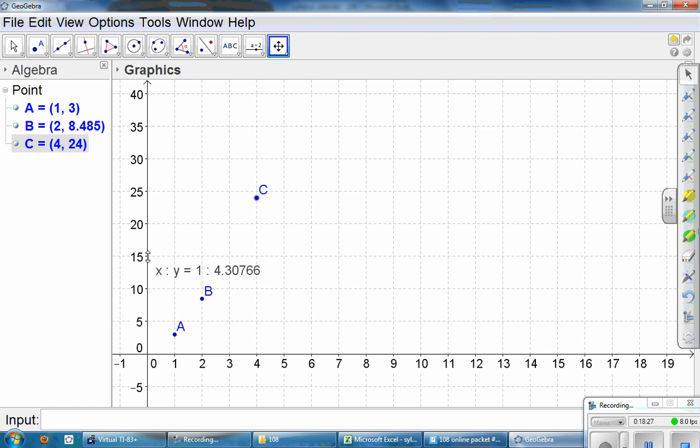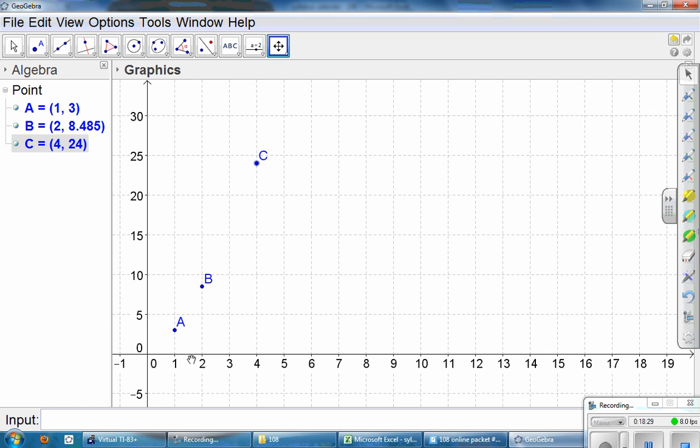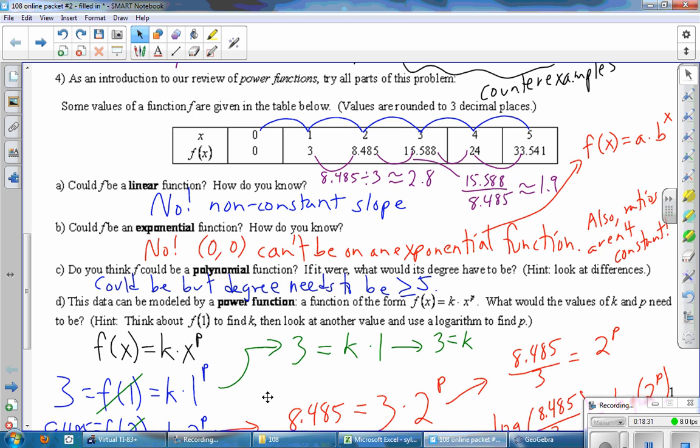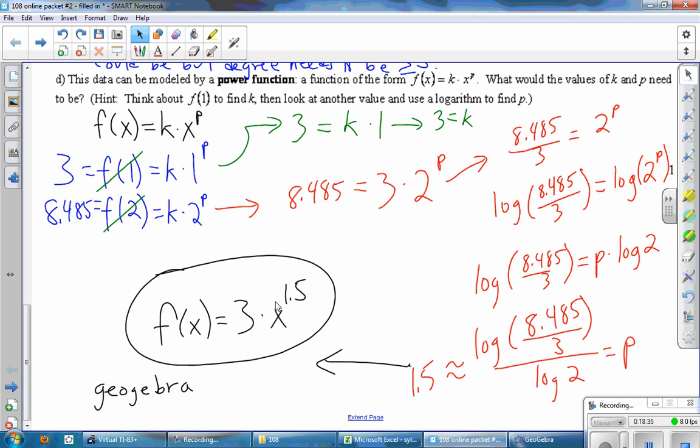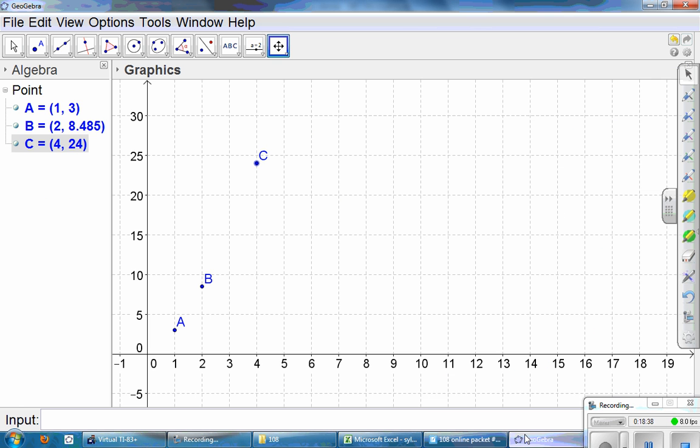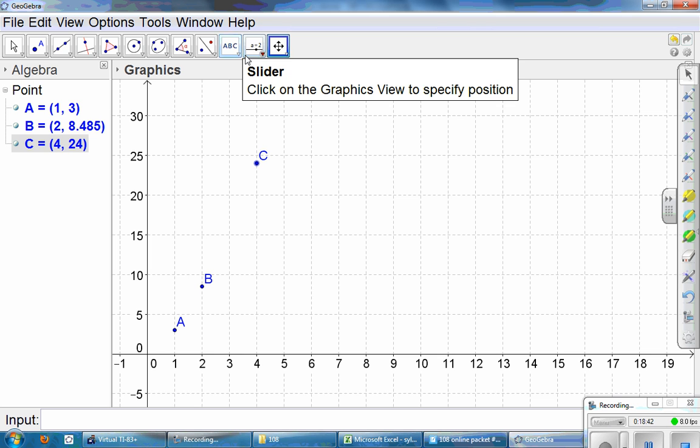Okay, so what we're after is a graph that hits all of those points right there, and it's supposed to be of the form k times x to the p. Now we already know the answer, and if I just type in 3 times x to the 1.5, it will magically hit all 3 of those points. But I don't want to do that. I want to play around with GeoGebra a little bit more.